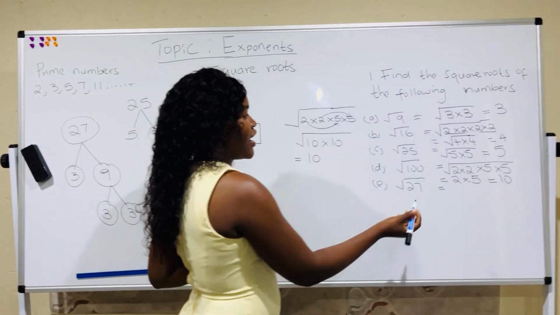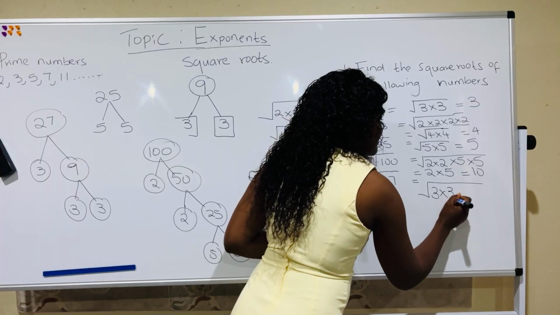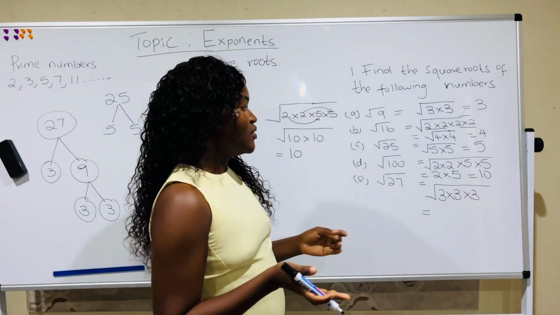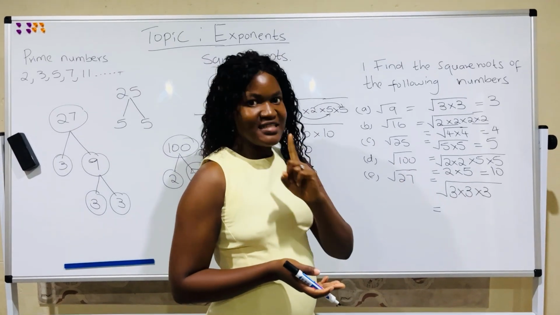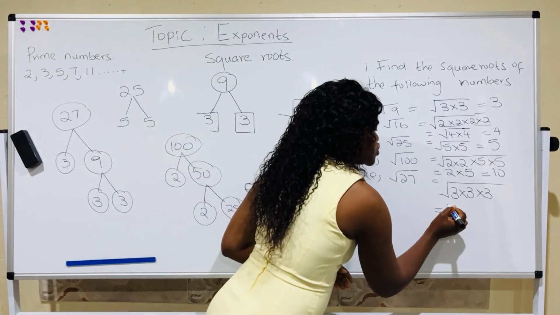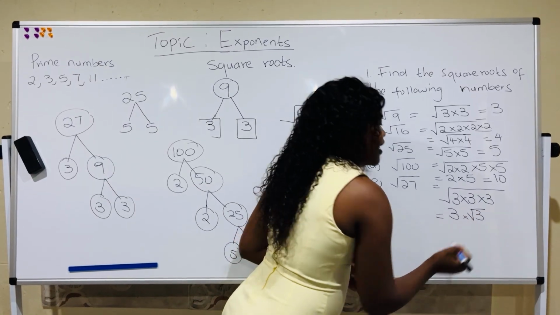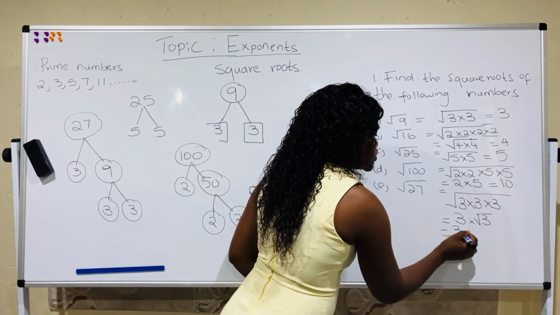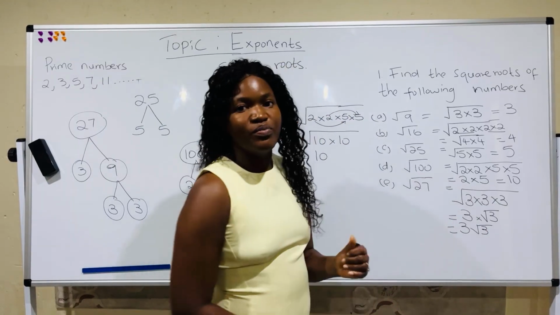So that means our answer here, 3 multiplied by 3 multiplied by 3 is equal to, and if you look at the pair of 3s, we take one 3 out of the square root. So that means it is going to be 3 multiplied by the square root of 3. And then that means the square root of 27 is 3 root 3. That will be our answer.